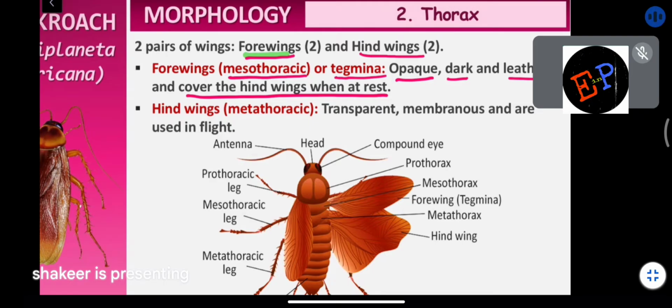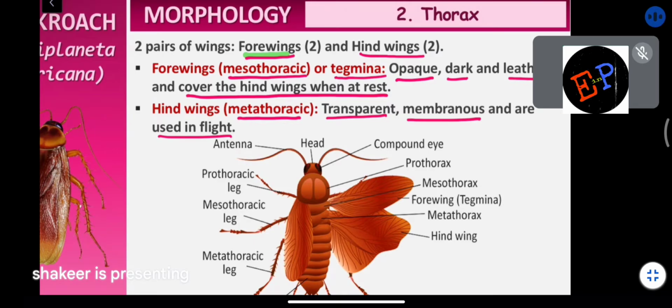Okay. And the hind wings are attached to the third thorax. Which is the third thorax? The metathorax is the third thorax. So they are transparent, they are membranous, and are used in flight. Okay? So when you see a cockroach flying, you can see only these transparent membranes. They are responsible for flight.